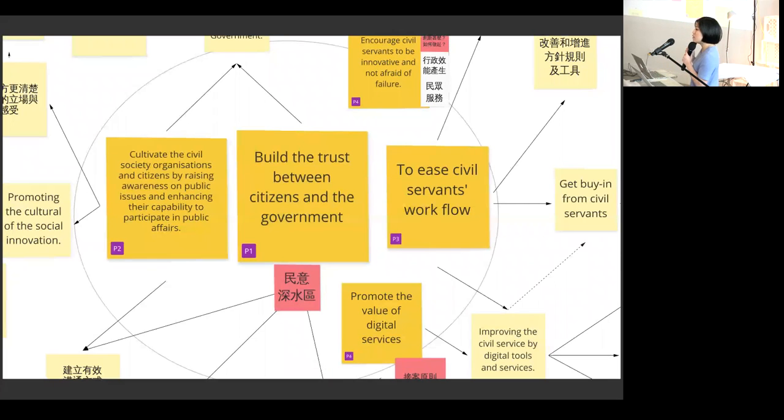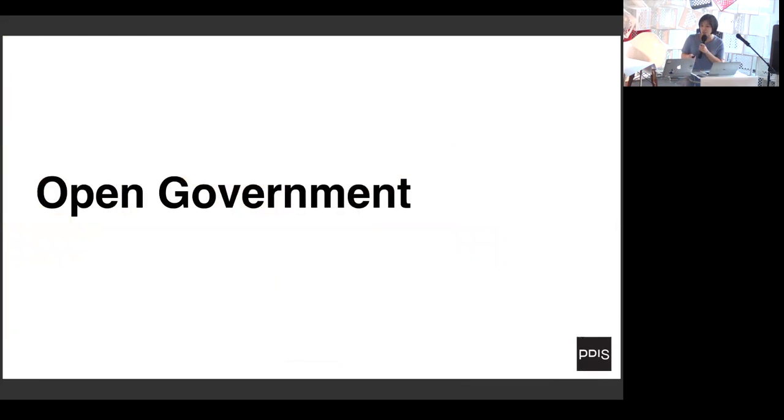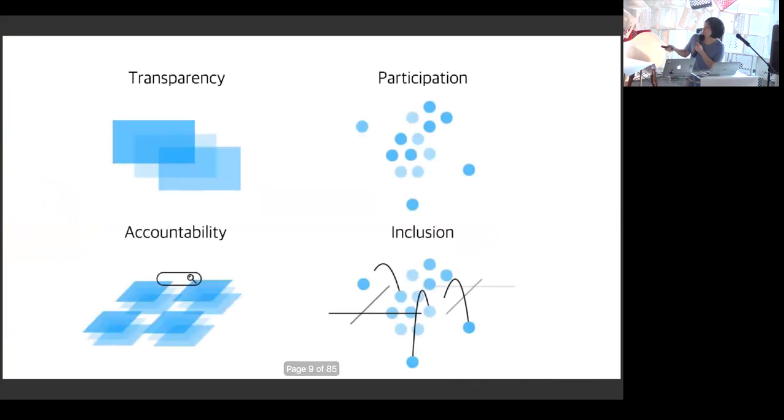There are five values that we came up with in a workshop within the team last year. The top priority is to build trust between citizens and the government. The second is to cultivate civil society organizations and citizens by raising awareness on public issues and enhancing their capability to participate in public affairs. To make this happen, it's important to ease civil servants' workflow, promote the value of digital services, and encourage civil servants to be innovative and not afraid of failure. All these respond to the four open government pillars that we embrace.